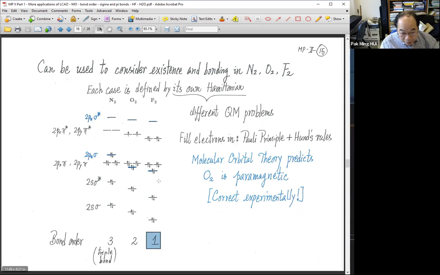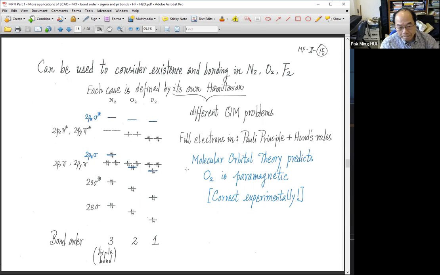You may wonder why I didn't count the full 1s and full 2s bonding and anti-bonding states, because they cancel each other. 2 minus 2, 0, okay? Now, if you go to oxygen, then you will have 6 in bonding and only 2 in anti-bonding. Therefore, it is a double bond. Go to nitrogen, you will have 6 in bonding, none in anti-bonding from the P. Therefore, it's a triple bond. And it predicts the right physics.